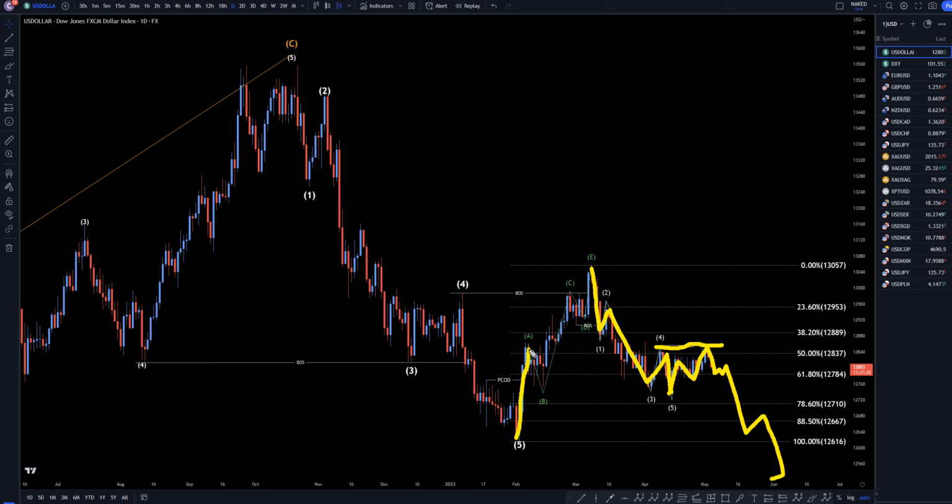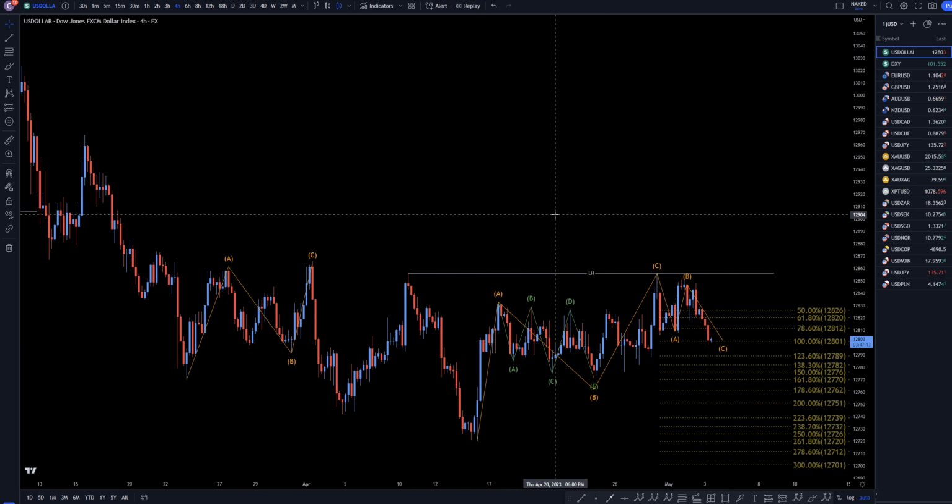This may be either a motive wave correction, like an A, B, C, D, E, or it is some sort of a triangle. Either way, I do think this has already ended a wave 2. This is a wave 1, and I think there's a very good likelihood we're going down for a wave 3. So let's head down to the 4 hour time frame.